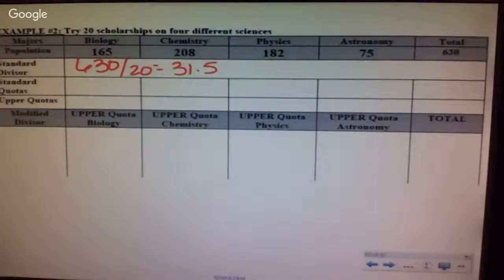Remember, standard quota should be your decimals. So we should have 5.24, 6.60, 5.78, and 2.38. They're asking for standard quotas. You need to give me the decimal.